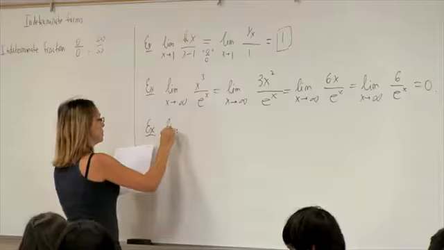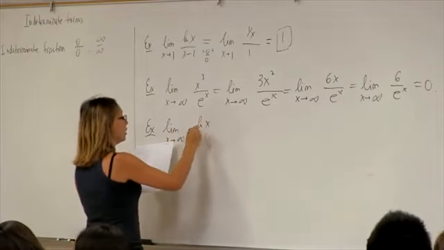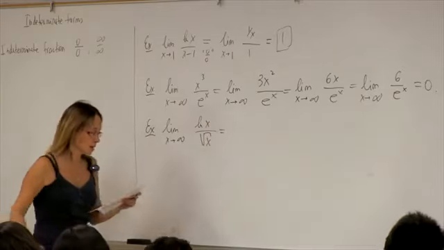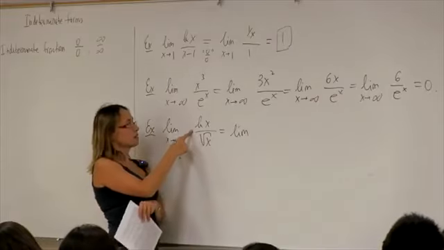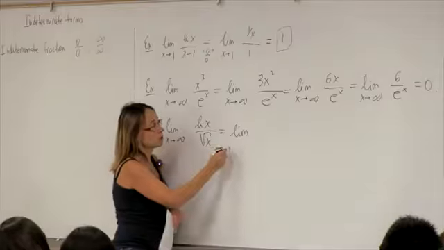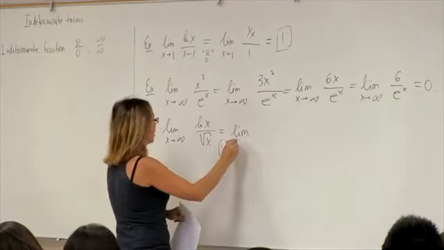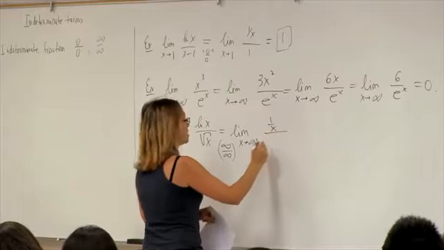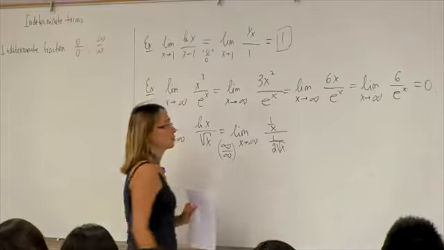Let's look at this limit of log x over square root of x. Okay, so the numerator is infinite, the denominator is infinite, so here we can put infinity over infinity and take the limit. So 1 over x, and we have to differentiate the square root.